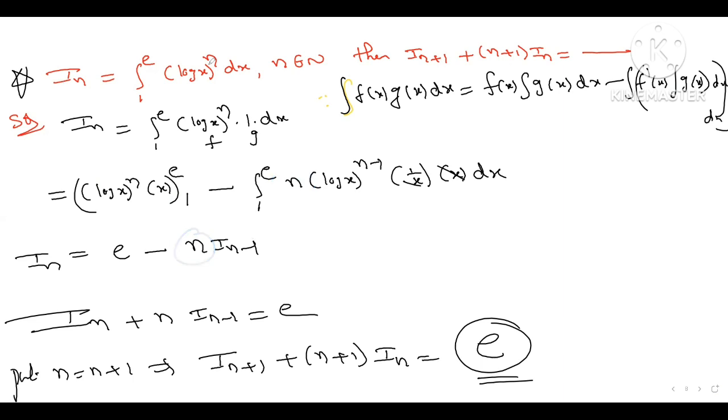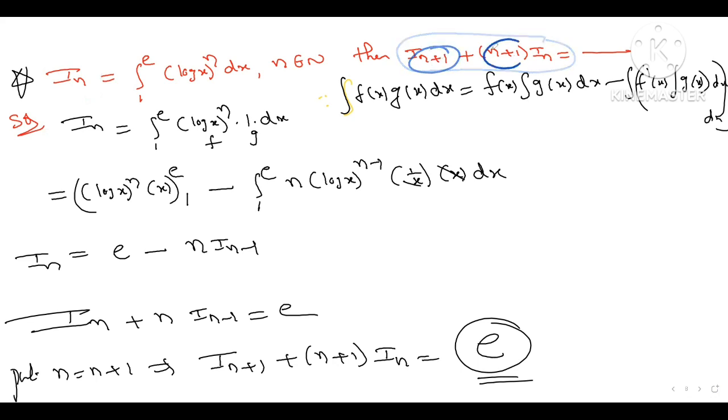What is the statement here? I(n) is equal to integral 1 to e of (log x) to the power n. Here the power n, this is denoted by I(n). Here the power we have got is n minus 1, so this integral is denoted by I(n minus 1). So minus n times I(n minus 1), sending to the left side, we get plus, is equal to e.